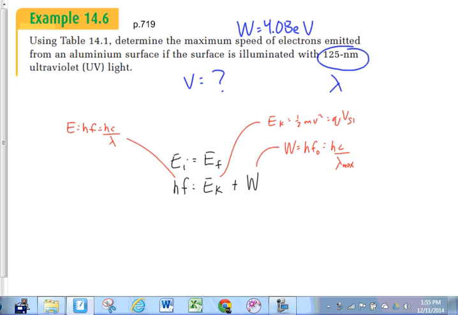Okay, too late. Time's up. Why did I say time's up? Why did I say it's too late? If you don't have an answer to that question for a photoelectric effect problem in 5 seconds, then I want you to use this one.